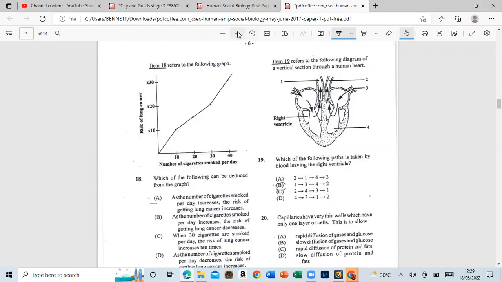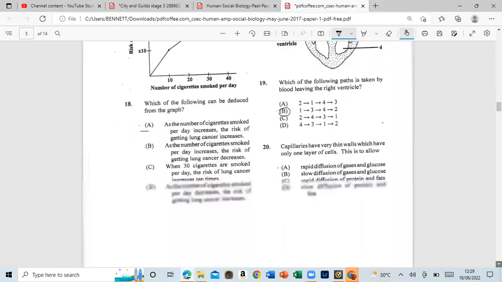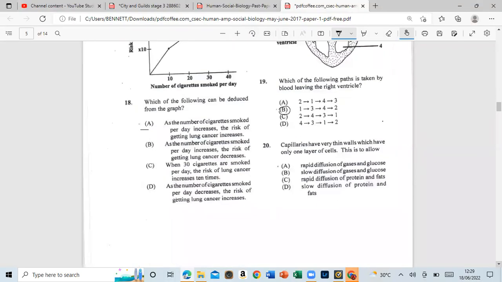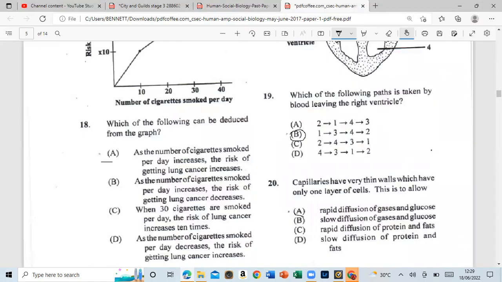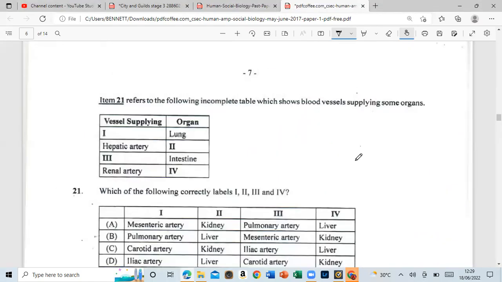All right, let's move on to number 20. The capillaries have very thin walls which have only one layer of cells. This allows: A, rapid diffusion of gases and glucose; B, slow diffusion of gases and glucose; C, rapid diffusion of protein and fats; or D, slow diffusion of protein and fats. And that's A, rapid diffusion of gases and glucose. As the walls are so thin, remember what diffusion is, right?